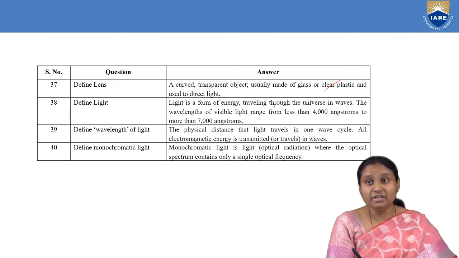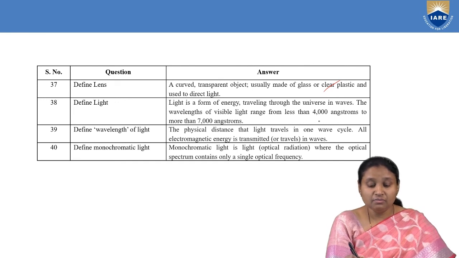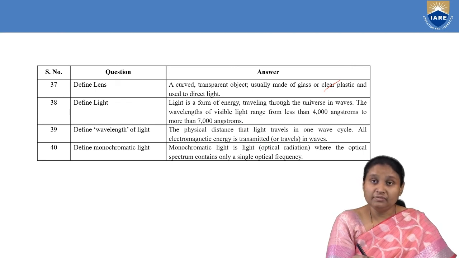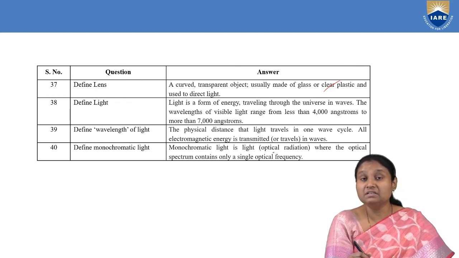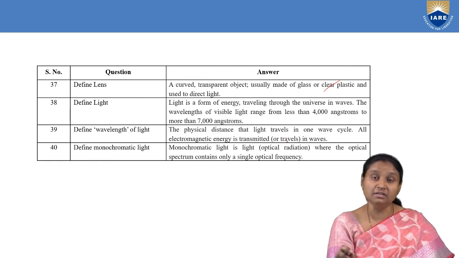And what is light? Of course, light is everywhere in the universe, and usually the wavelength of visible light ranges from about 4000 angstroms to 7000 angstroms. So light is one form of energy. Define wavelength. The physical distance that light travels in one wave cycle is nothing but wavelength, and all electromagnetic energy is transmitted in waves. Then define monochromatic light. Monochromatic light will have a single wavelength, and the spectral line width will be very, very small, where the optical spectrum contains only a single optical frequency.